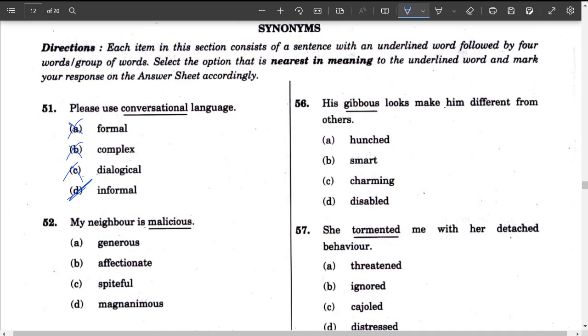Next one, my neighbor is malicious. What do you mean by malicious? Malicious in the sense anybody who is a little bit evilish, or you can call a spiteful person, or you can also tell a bitter person who has bitter ideas. Generous not related. Affectionate, lovable. Generous and affectionate are synonyms here. Magnanimous cannot be used. Magnanimous means generous again. A, B, and D, these three are synonyms. Spiteful, evilish. So you can go with this as a synonym. Third one is your synonym. Next, let us look at 56.